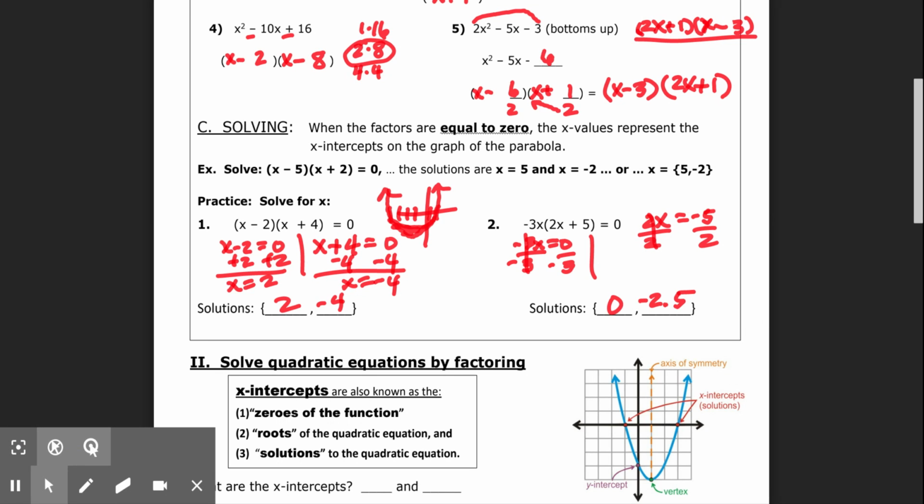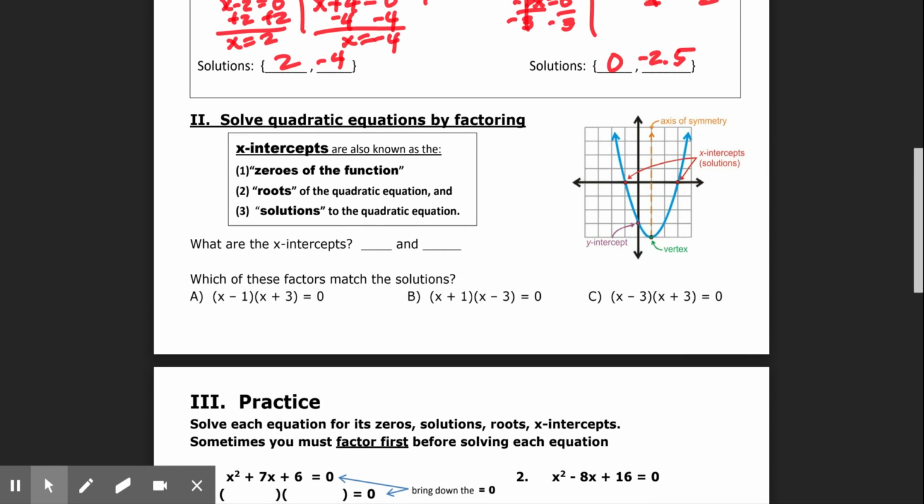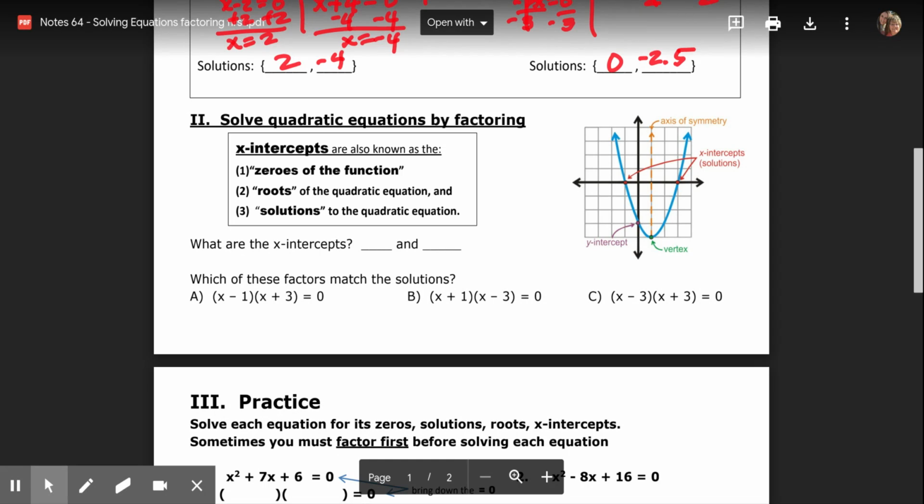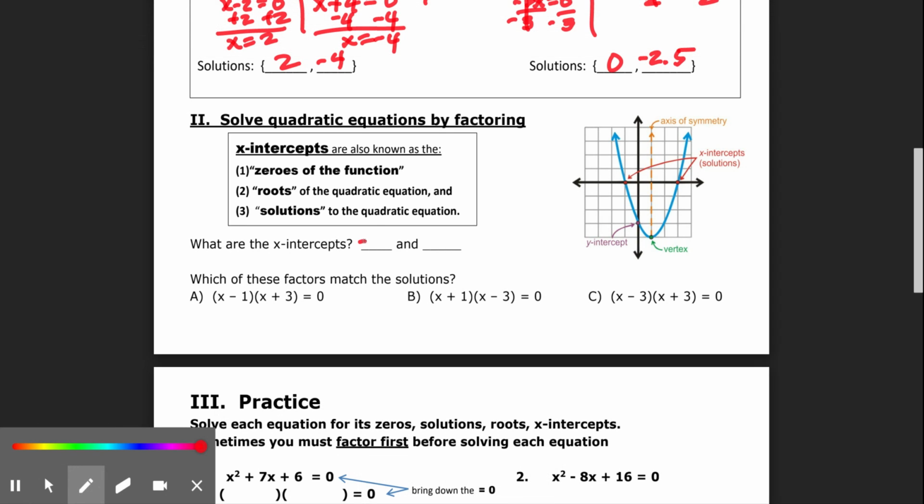So just as a little reminder, when we solve quadratic equations by factoring, we need to remind ourselves of the verbiage. So the x-intercepts are also known as the zeros of the function, the roots, and the solutions. So what are the x-intercepts over here? It's at -1 and 1, 2, 3. A few other things that we need to know is that the axis of symmetry goes right down through the vertex. So that's the axis of symmetry. And we've got our y-intercept, our two x-intercepts. So that's pretty much all you need to know about the parabola.